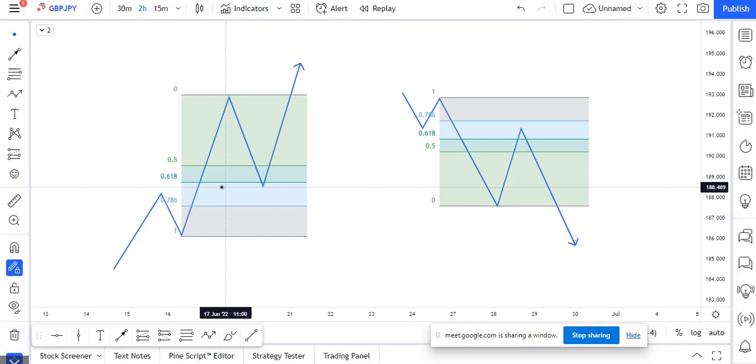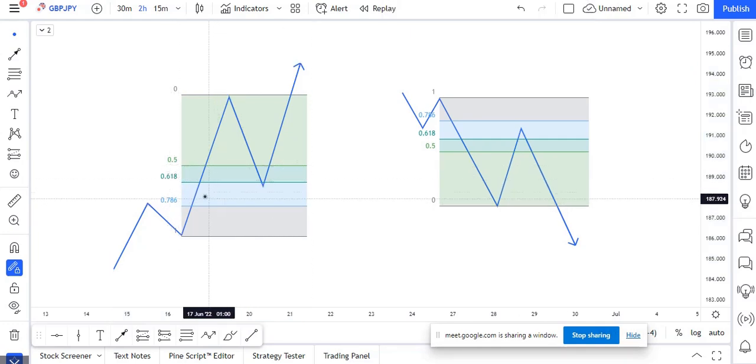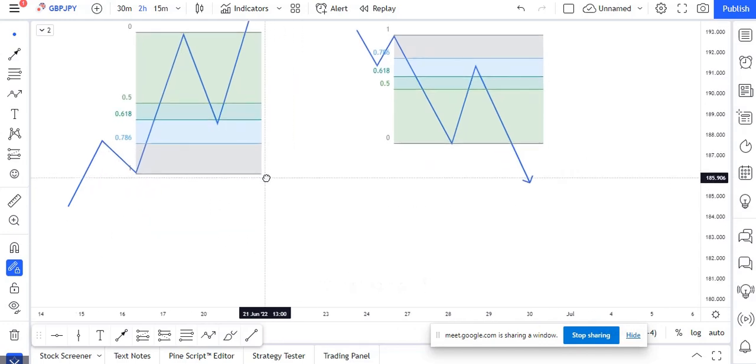All right. So just note that you just need these four levels: 1.05 levels, 0.786, 0.618, and 0.5. All right. So the area between this 0.618 and 0.786 is the Fibonacci golden ratio. All right.